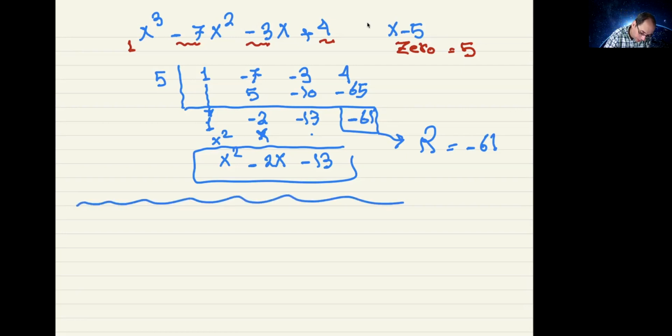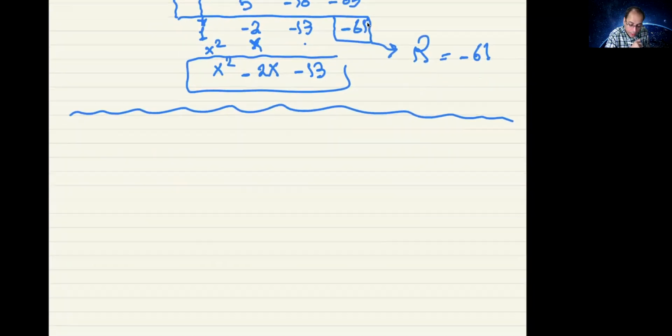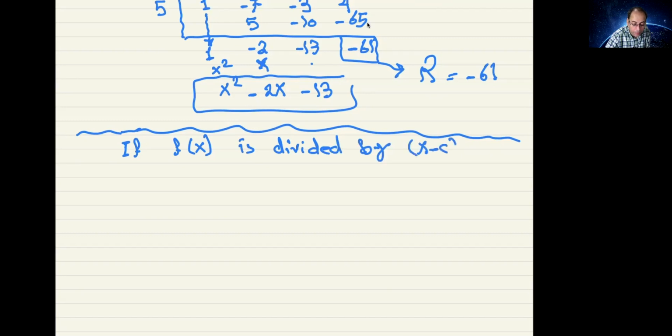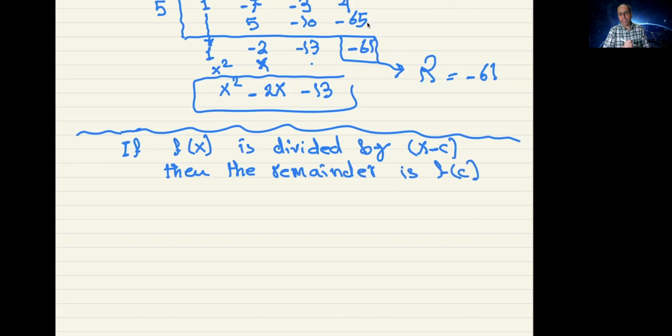Now, let's think about something. I have f of x, if f of x, which is a polynomial, is divided by x minus c, then the remainder is f of c. What does it mean? So let's go for the last example here.